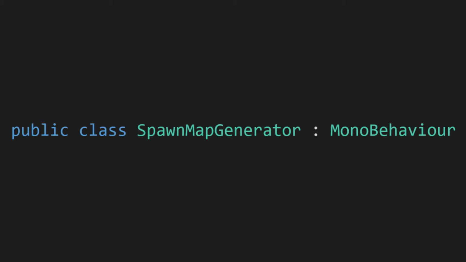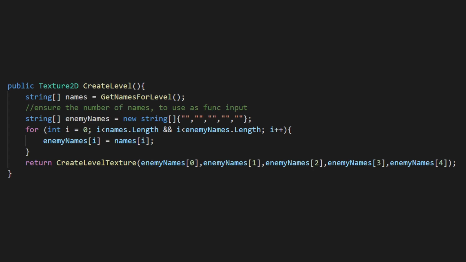For a better understanding of the ins and outs of the system, let's walk through a theoretical stage being generated and see what happens. The access to the generation system is through the createLevel method, which has a textured 2D return type to match the input of the existing system.